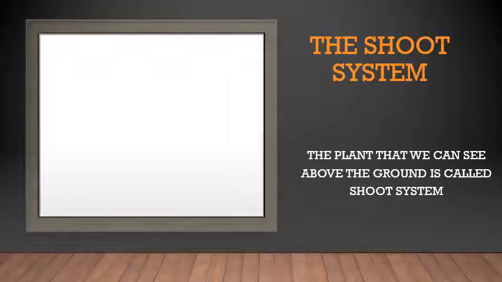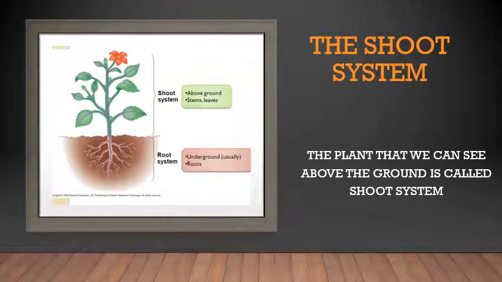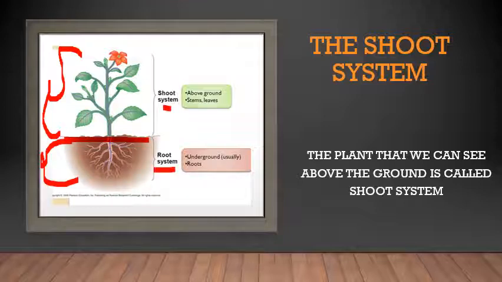Now, as we understood the different parts of the plant, there is something called shoot system and the root system. Shoot system means the plant that we can see above the ground is called the shoot system. What if this is the ground? All the part that comes above the ground is called the shoot system, and the part that is below the ground is the root system. Now the shoot system usually involves stem, leaves, flowers, buds, etc. And the root system majorly has only roots.